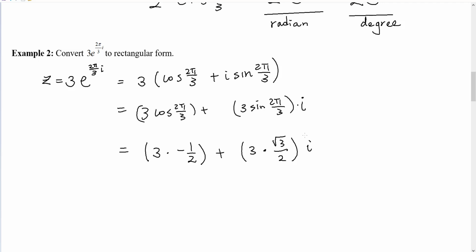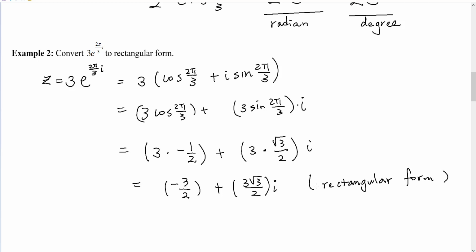And now I just have to multiply by 3. So negative 3 over 2 is your x. And 3 square root 3 over 2 is your y. And so x plus yi, this is your rectangular form. And so you can see 2 pi over 3 is in the second quadrant, so x is negative, y is positive. So this one is your rectangular form. So rectangular form is straightforward. You just have to know how to compute cosine angle value and sine angle value.